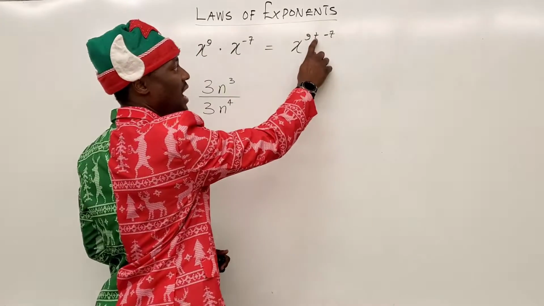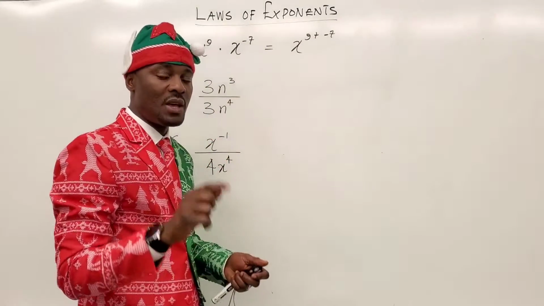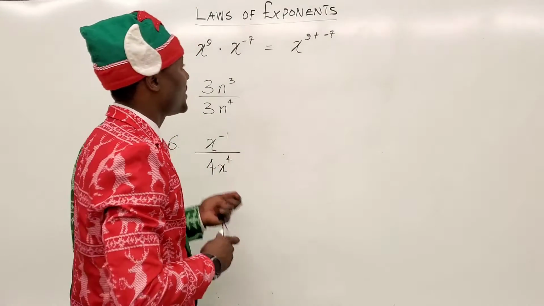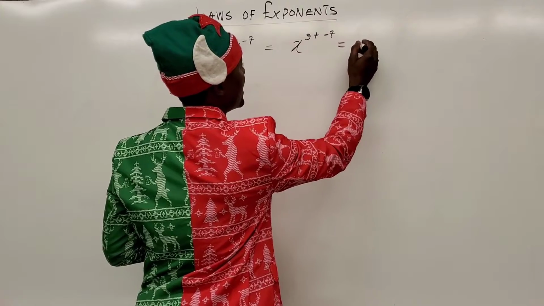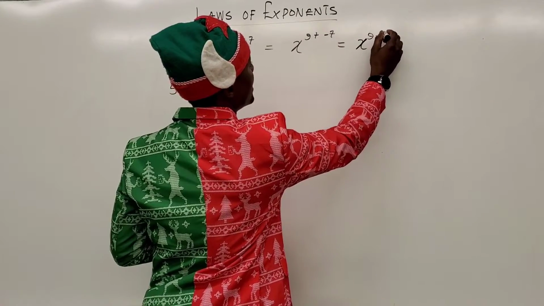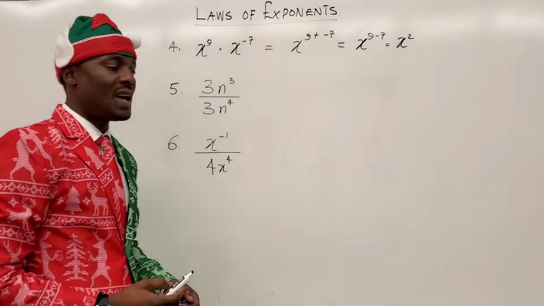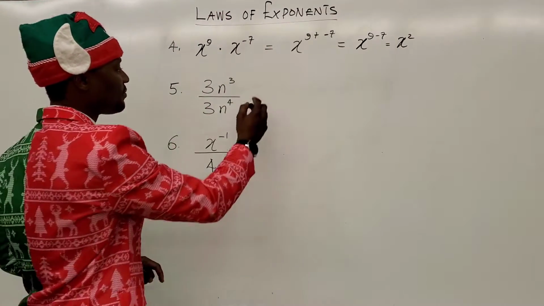So in this case, I have a plus and a minus. They're not the same. It means I'm going to be subtracting because they're not the same. So this means I'm getting x to 9 minus 7, and that gives me x to the second. So that's my answer for that one. I go to this question.